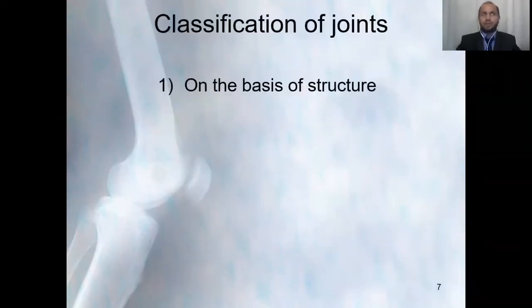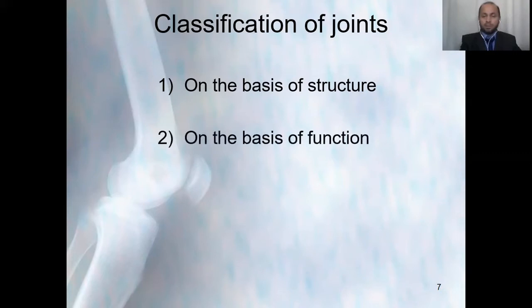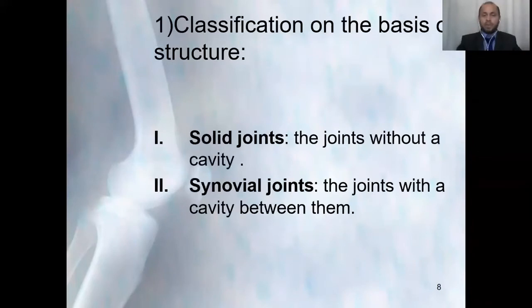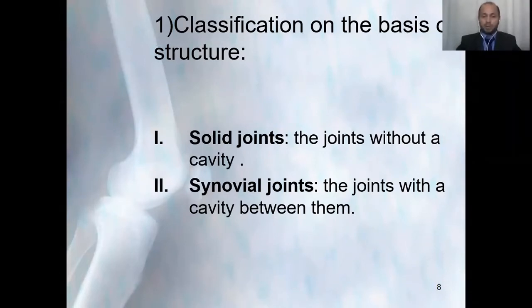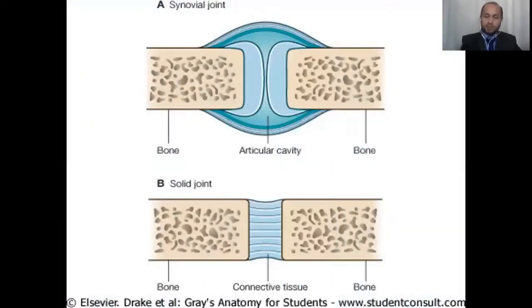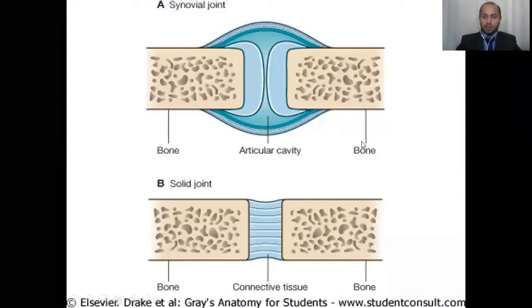We are dividing the joints on three bases: first, on the basis of the structure of the joint, second, on the basis of the function of the joint, and third, on the basis of the movement of the joint. On the basis of structure, joints are further divided into two types: solid joints and synovial joints. A solid joint has connective tissue between the bones. In the synovial joint, there is a synovial cavity between the bones, containing synovial fluid.